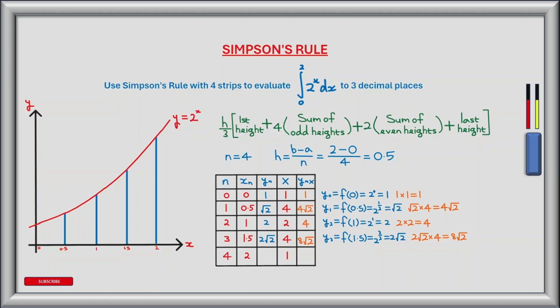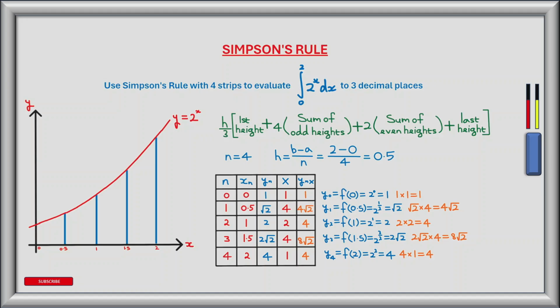And now moving on to the fourth row where n is equal to 3, we want to calculate the height y3. To do this, we need to evaluate the function at 1.5. So x is equal to 1.5. So it's 2 to the power of 1.5, or 2 to the power of 3 divided by 2, which is equal to 2 multiplied by root 2. As this is an odd height, we need to multiply it by 4. So it's 2 root 2 times 4, which gives 8 times root 2.